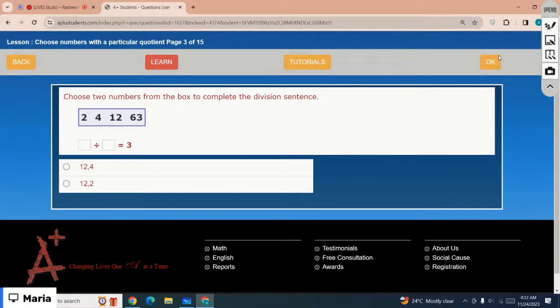Choose two numbers from the box to complete the division sentence. Dash and dash have a quotient of 3. Which two numbers have the quotient 3? Which is the correct option? Very good. The correct option is 12 and 4. When you divide them, the quotient is 3. Option 1 is the correct option, right? Very good.